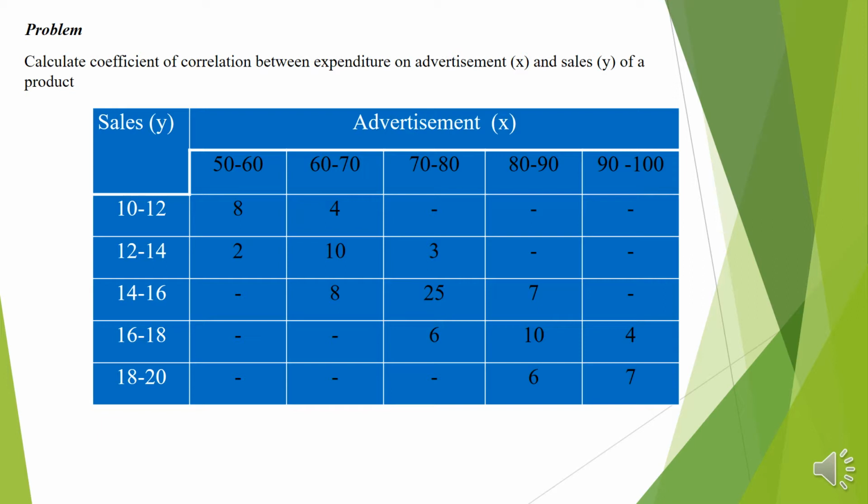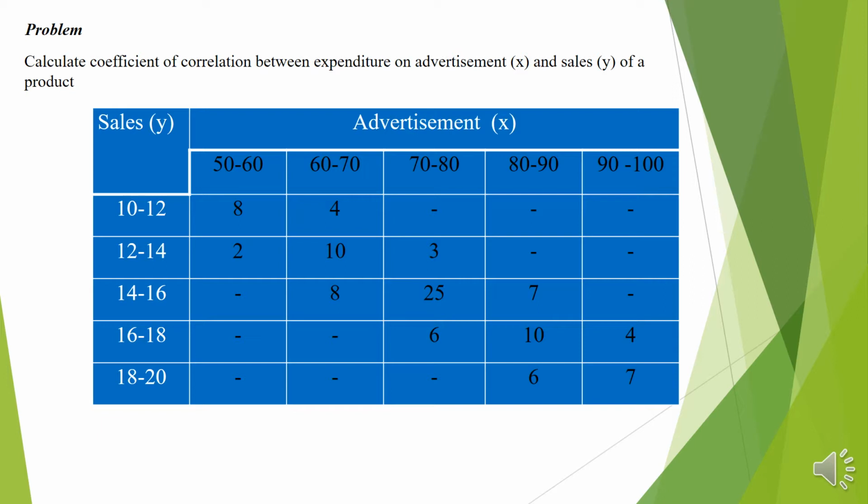a product. See, in this axis it is given as advertisement. So here we have 50 to 60, 60 to 70, 70 to 80, 80 to 90, 90 to 100, and in the y-axis it is 10 to 12, 12 to 14, 14 to 16, 16 to 18, 18 to 20. So the frequency is given. Where the advertisement expenditure is 50 to 60 and sales is 10 to 12, the frequency is 8. Similarly the other frequencies are given.